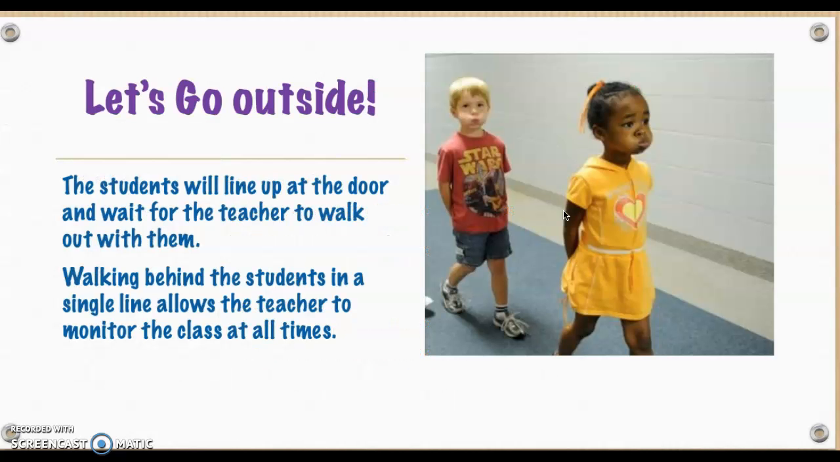Now to go outside, the students would line up at the door, wait for the teacher to walk out with them. The reason the students would go on a single line is because it's easier for the teacher being at the back of the line to monitor the class at all times until they reach their destination.